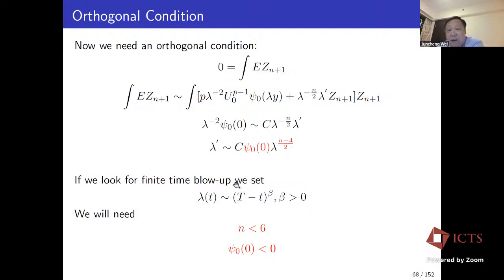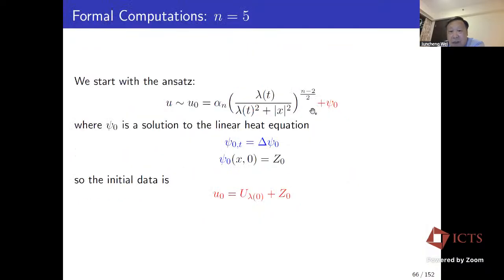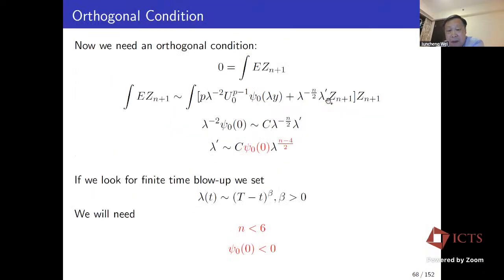So if we look for a finite time blowup, we plug in and then from here we see that plus 0 must be negative. So in other words, your error, this part must be negative in order to have a blowup solution. And you also need n less than or equal to 6 because there's n minus 4 here. So you need n less than or equal to 6. Right? So to do this argument.